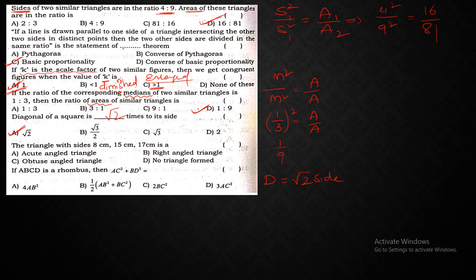Next, a triangle with sides 8, 15, 17. This is nothing but a Pythagorean triplet. If you want, you can verify. Hence it follows a right angle triangle.